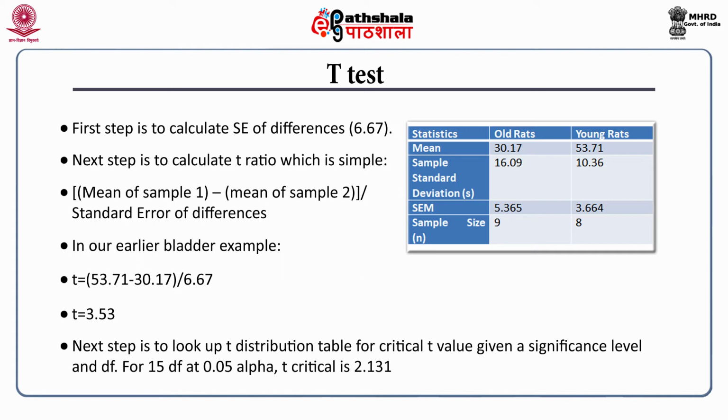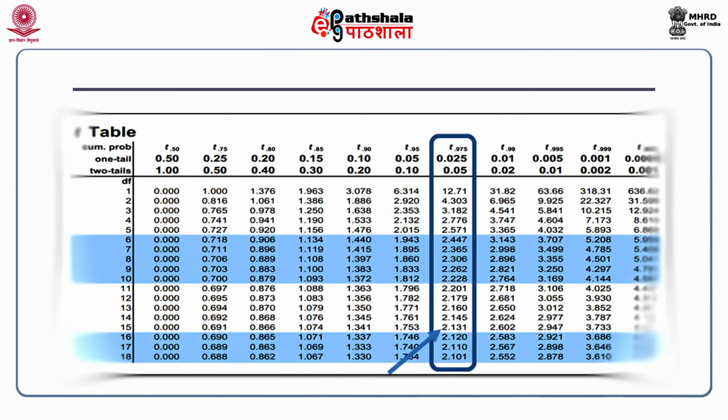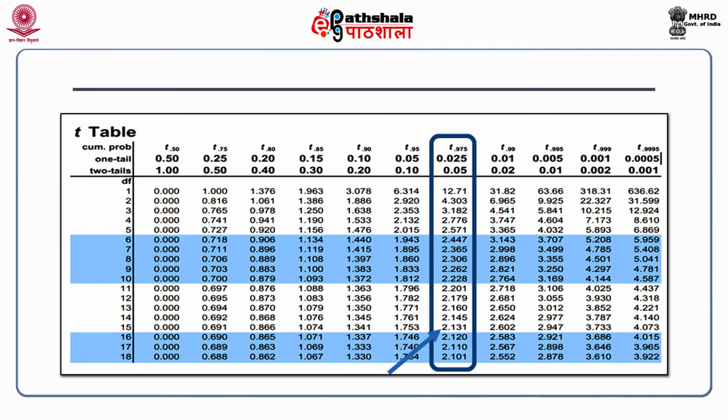The next step is to look up the t distribution table for the critical t value given a significance level and the degrees of freedom. 15 is the degrees of freedom because our data set has 16 elements, and the significance level alpha is 0.05. The t critical, as we can see in this table, is 2.131. As the t critical, 2.131, is less than our t ratio, which is 3.53, we can conclude that the p-value must be less than 0.05.